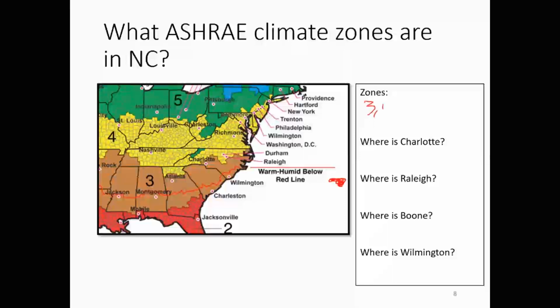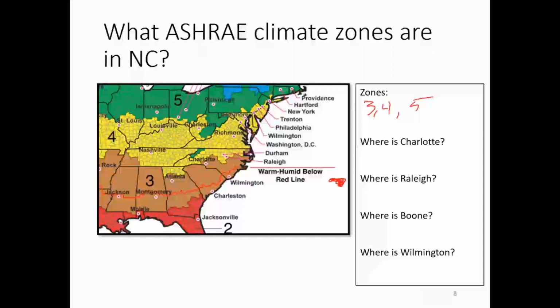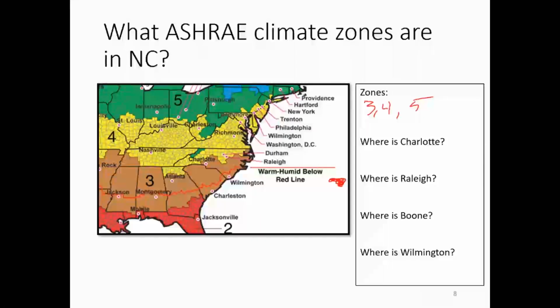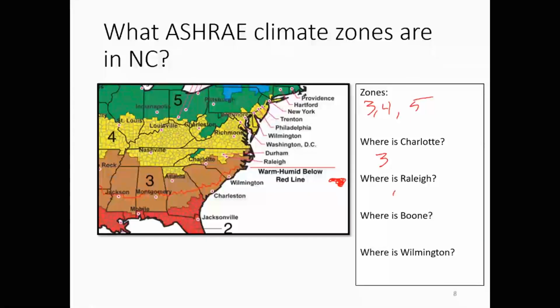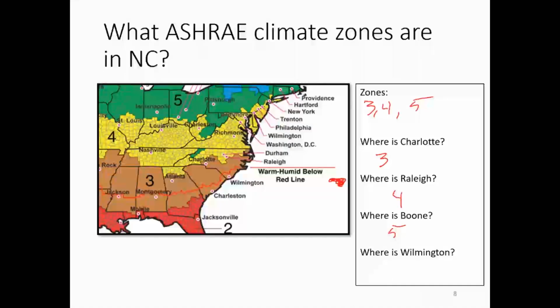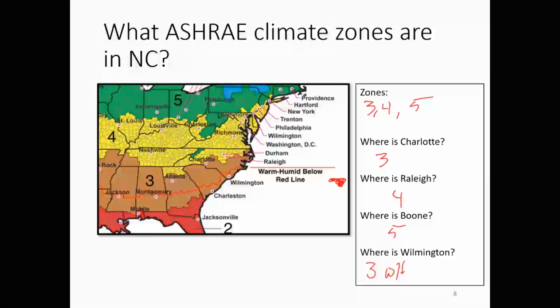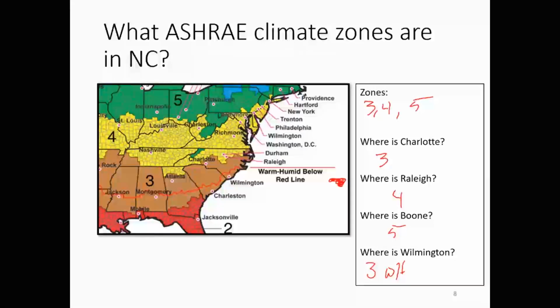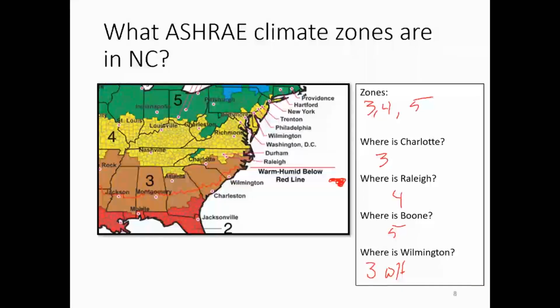Good to know what climate zones are in our state, especially when you're in the building industry. To have an idea of what zone some of the major cities are in, Charlotte's in zone 3, Raleigh is in 4, Boone is in 5, Wilmington is 3, warm humid. In the warm humid zones in the building code, there are notes that say if you're below the warm humid line, you have different requirements for things like basement insulation.